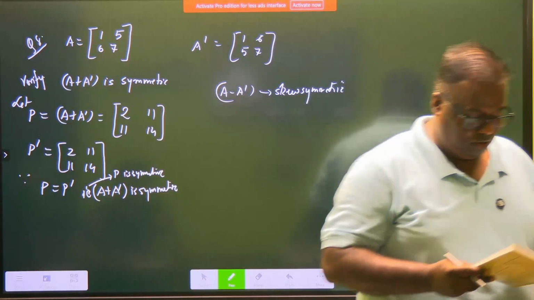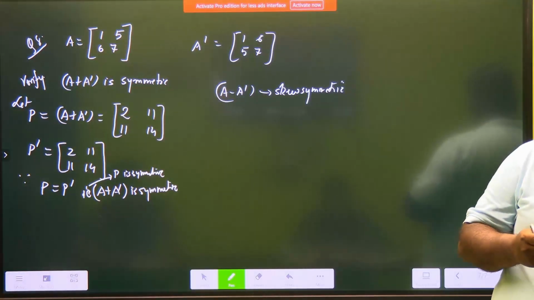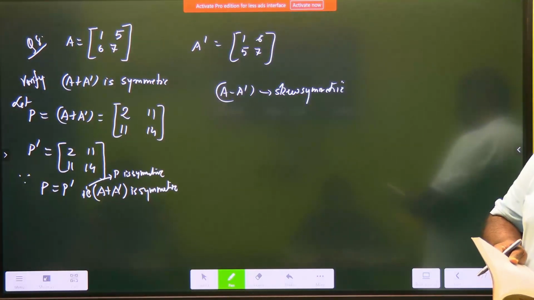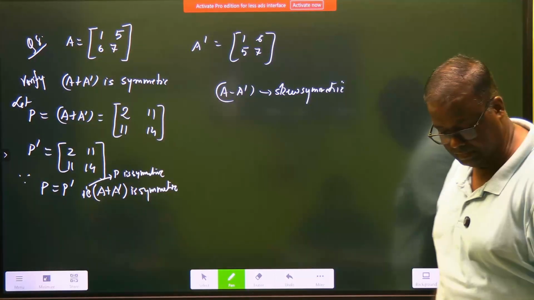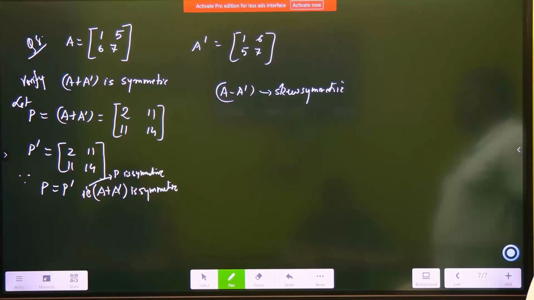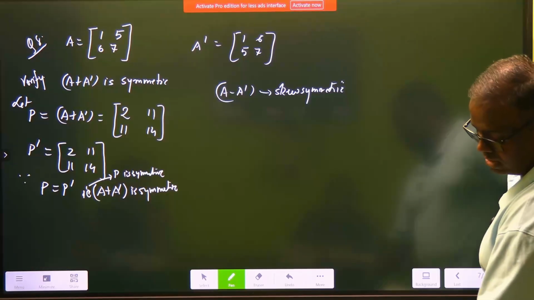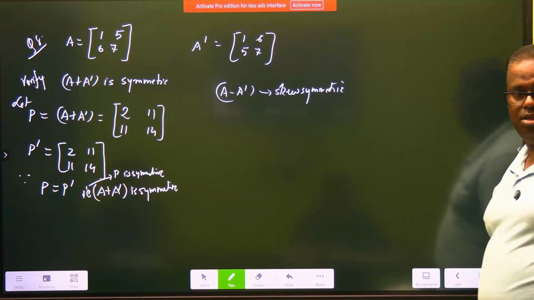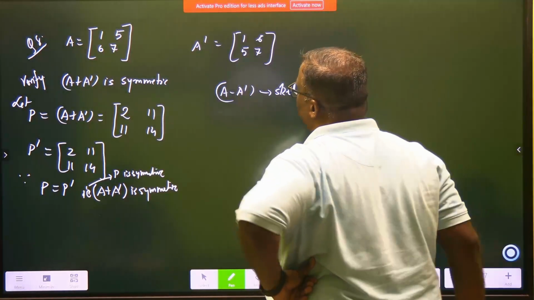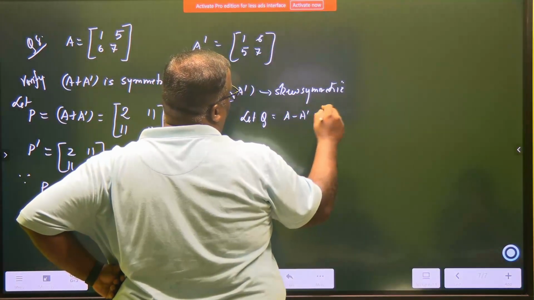Just show A minus A complement is skew symmetric. Once you're done, let me know. You can write let Q equal to A minus A complement. First of all, find out what is A complement. A complement is already with us. So we say let Q equal to A minus A complement. Let's do that.